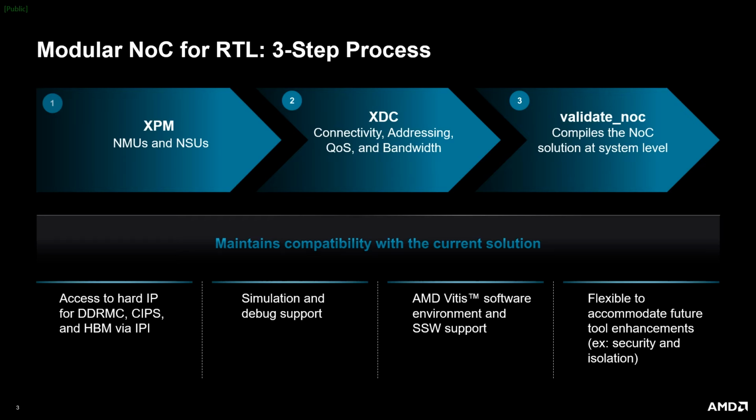At this stage, we know how to connect all AXI buses by utilizing XPMs and how to define multiple constraints like connectivity, addressing, QoS, and bandwidth by using constraint files, or XDCs. The final step in this three-step process is to run the validate_noc command. This video focuses on this command.